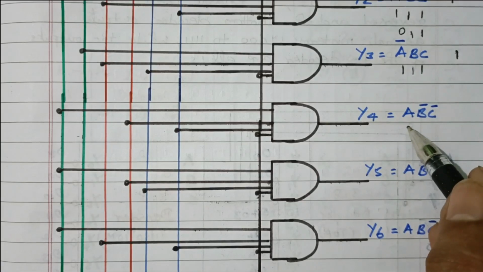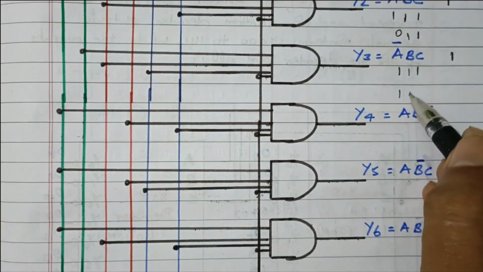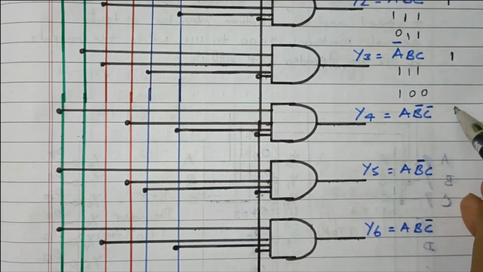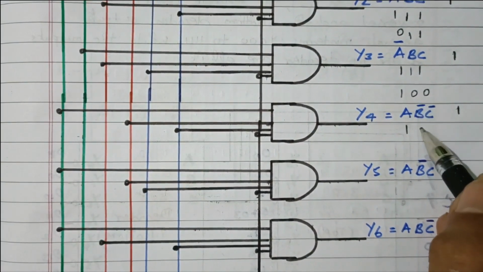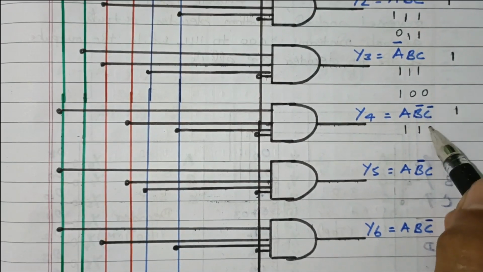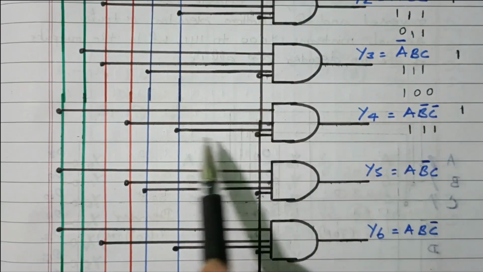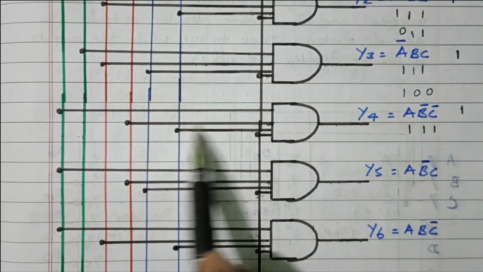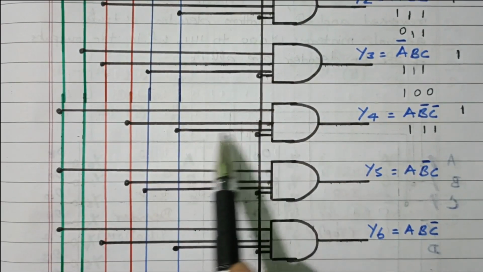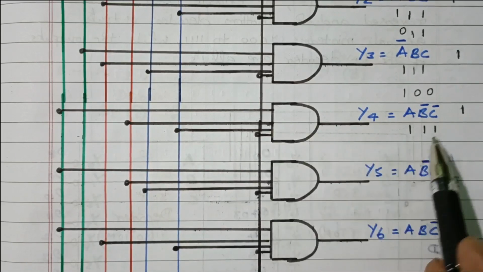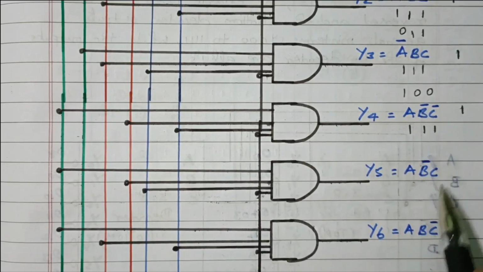Then for the next combination, 1, 0, 0, we are getting 1 as an output. How is it possible? A is 1. B is 0 but B bar will be 1. C bar will be 1. We are connecting like that. We are connecting A, B bar and C bar. So B is 0 means B bar will be 1. C is 0 means C bar will be 1. So all are 1. We are getting 1 as an output.